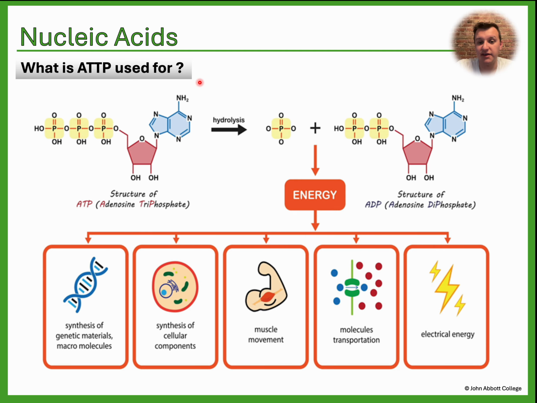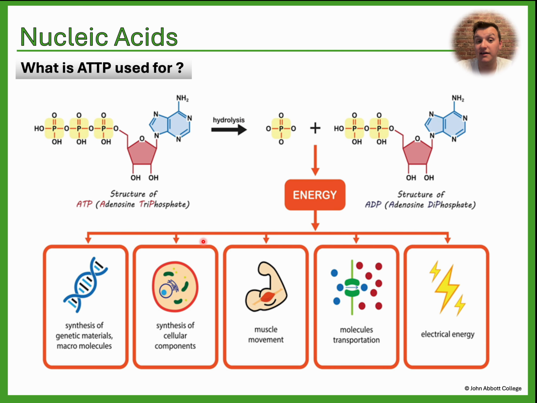And what is ATP used for, right? This ATP is broken down into phosphate and ADP because we will use it to synthesize genetic materials, to build DNA. Remember, it costs a lot of energy to make things, to synthesize cellular components, to make things in the cell. Remember that building of things takes energy. To move muscles, we need ATP. For molecule transport, sometimes we need some ATP. For electrical energy in the neurons to send signals. So all of these things are needed.